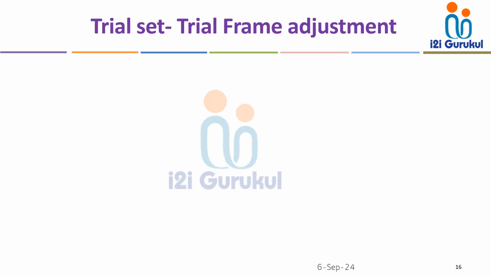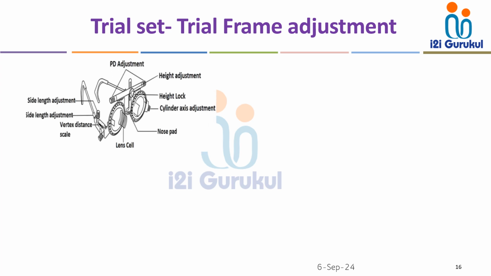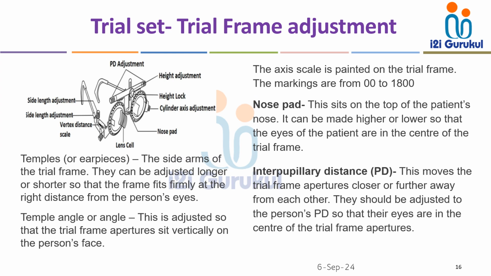Now we'll see what trial frame adjustments there are. In the trial frame, as I mentioned in the earlier slide, we have IPD adjustment, nose pad adjustment, temple angle and temple adjustment. We'll see them one by one. The first one is the temple or earpiece, the side arm of the trial frame. They can be adjusted longer or shorter so that the frame fits firmly at the right distance from the person's eye.